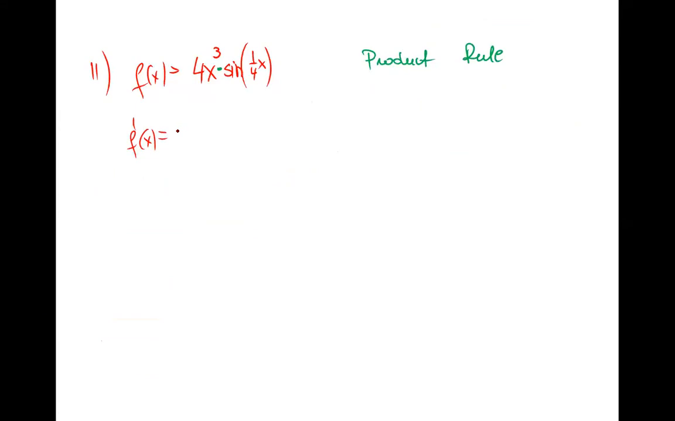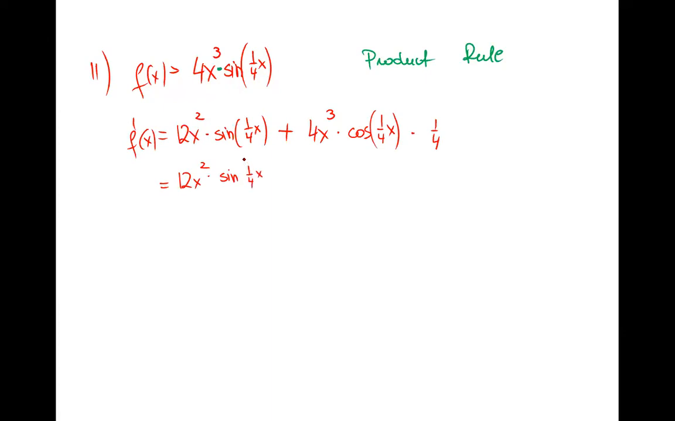The derivative of 4x cubed is 12x squared times the second function, no changes, plus the first function, 4x cubed, times the derivative of the second part. The derivative of sine is cosine of the same angle times that coefficient, because it's a linear function, 1/4. And we can simplify, I mean, we can factor out something, but I will just keep it like it is.